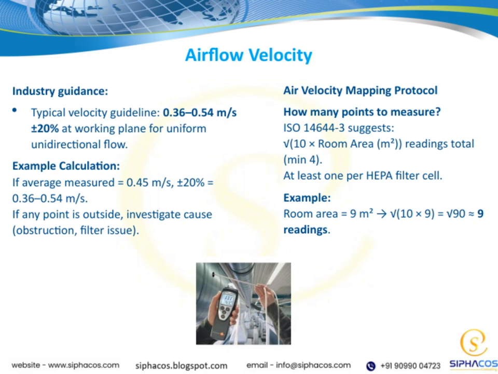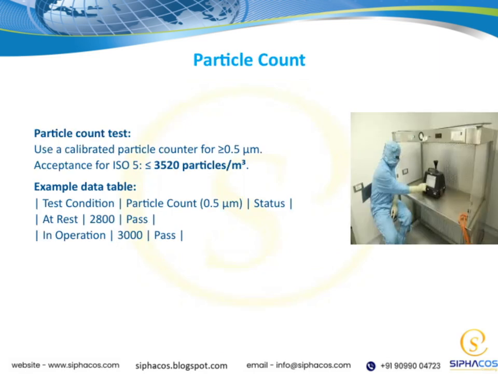If any measurement point falls outside this range, it's important to investigate the cause, whether it's an obstruction, a filter issue, or something else affecting the airflow. Keeping these measurements consistent helps maintain a controlled environment, which is crucial for the overall integrity of our cleanroom or controlled environment. Let's take a closer look at the particle count test.